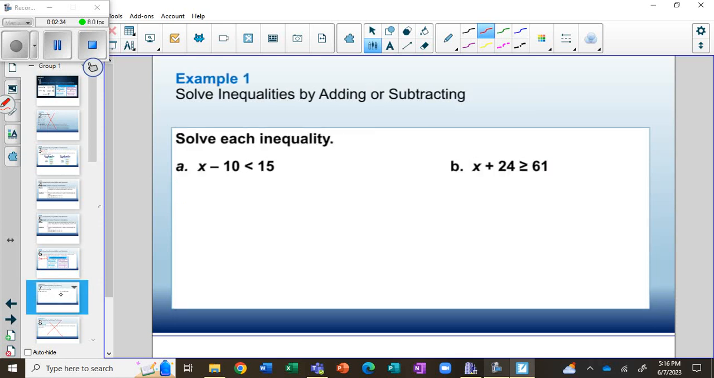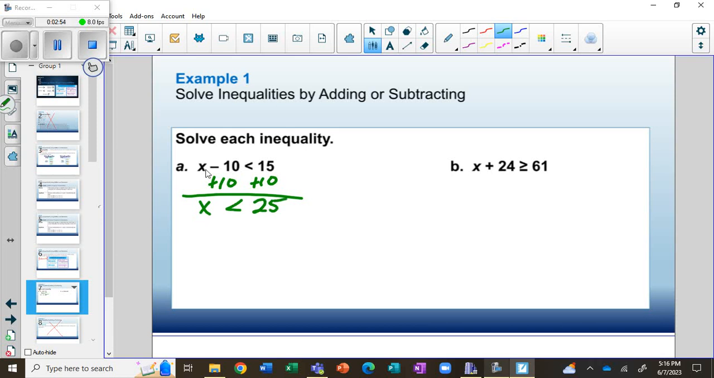So our first example, solve the inequality. Letter A, x minus 10 is less than 15. We just treat this just like any other equation. So to get x by itself, I add 10, always the opposite of what they're doing, and I have x is less than 25.